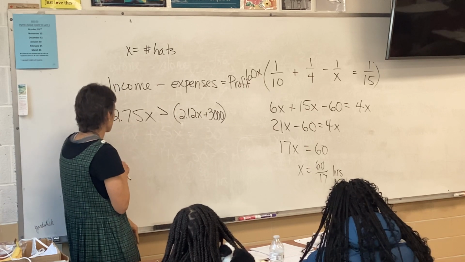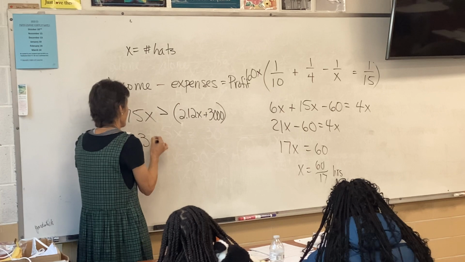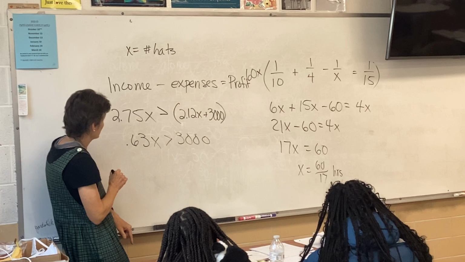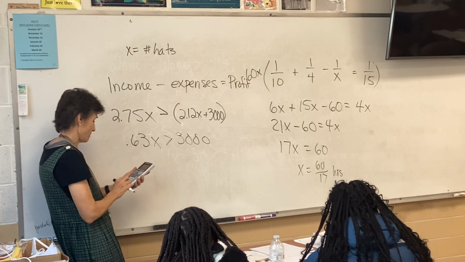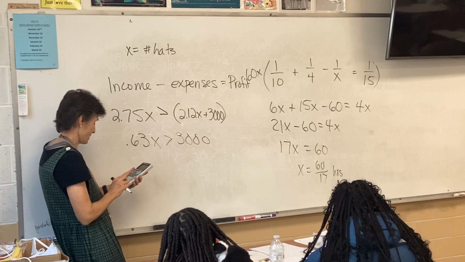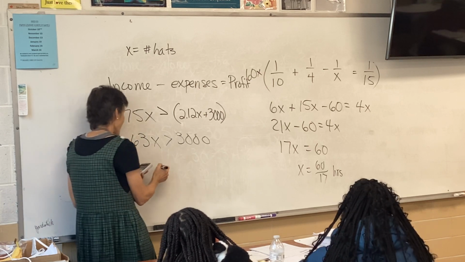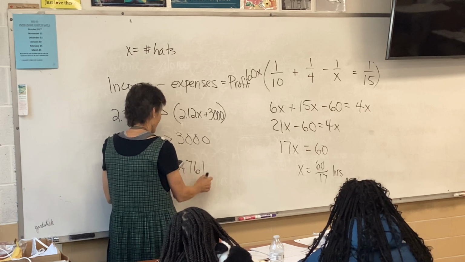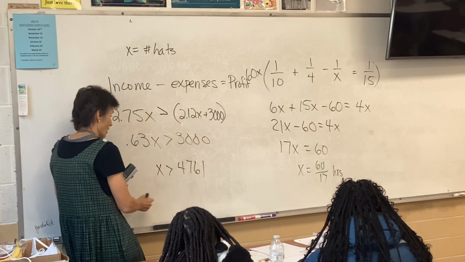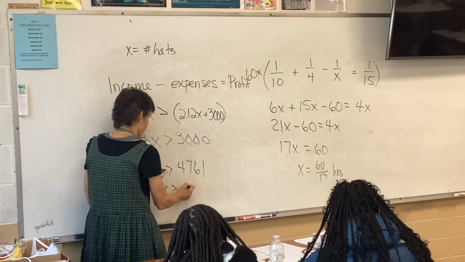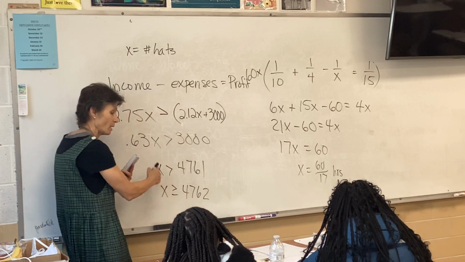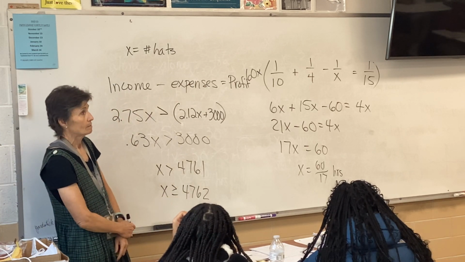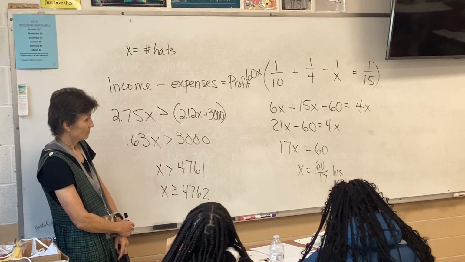I should be using a calculator, given my luck today, but is that 0.63x? And 3,000 divided by that. We have to sell more than 4,761 hats, or greater than or equal to 4,762 hats. Either one of those answers would be okay. Is that okay?